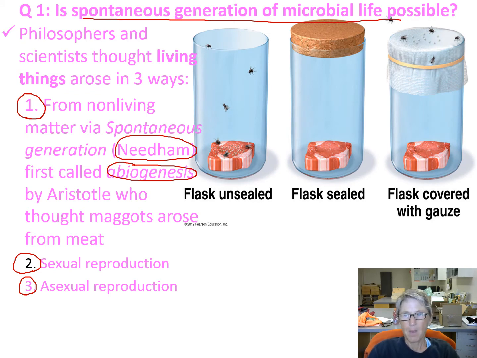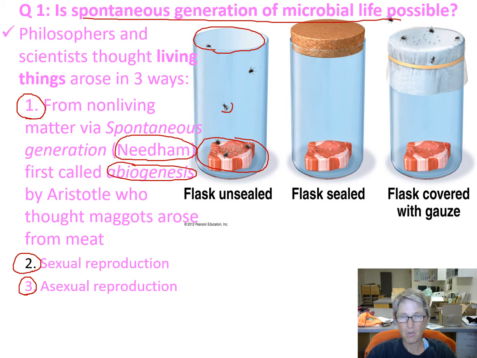So this guy named Redi, R-E-D-I, or Reddy, did an experiment to test Aristotle's hypothesis that maggots arose from meat. So he had these 3 flasks. He might have done more, but in this cartoon, this is what it's showing. So here's a flask, and here's a piece of meat, delicious steak, and he left this flask unsealed, and he found that maggots and flies came from the meat.